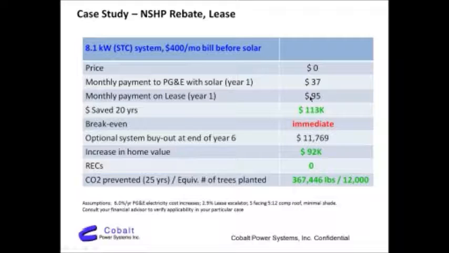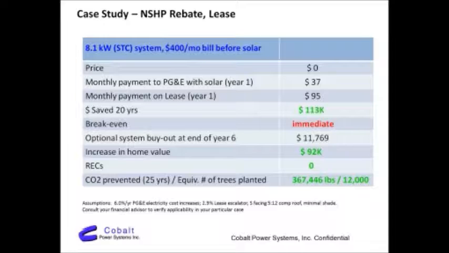You're paying PG&E about $37 per month instead of $400. That's actually the same number you would have done if you purchased it. You're paying the lease company about $95 a month. So you're saving, what's 95 plus 37, is about 132. So you're saving from 400 down to 132.